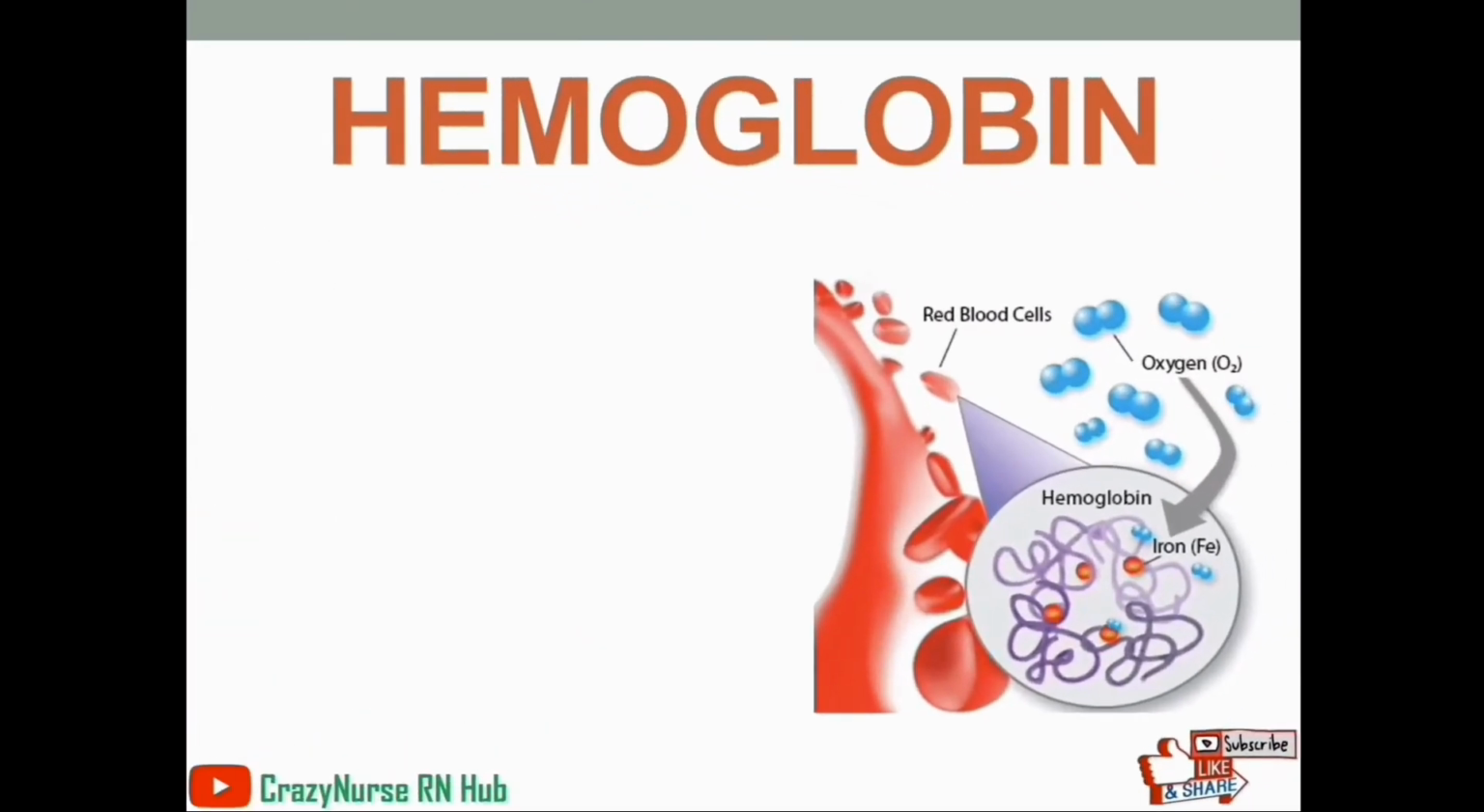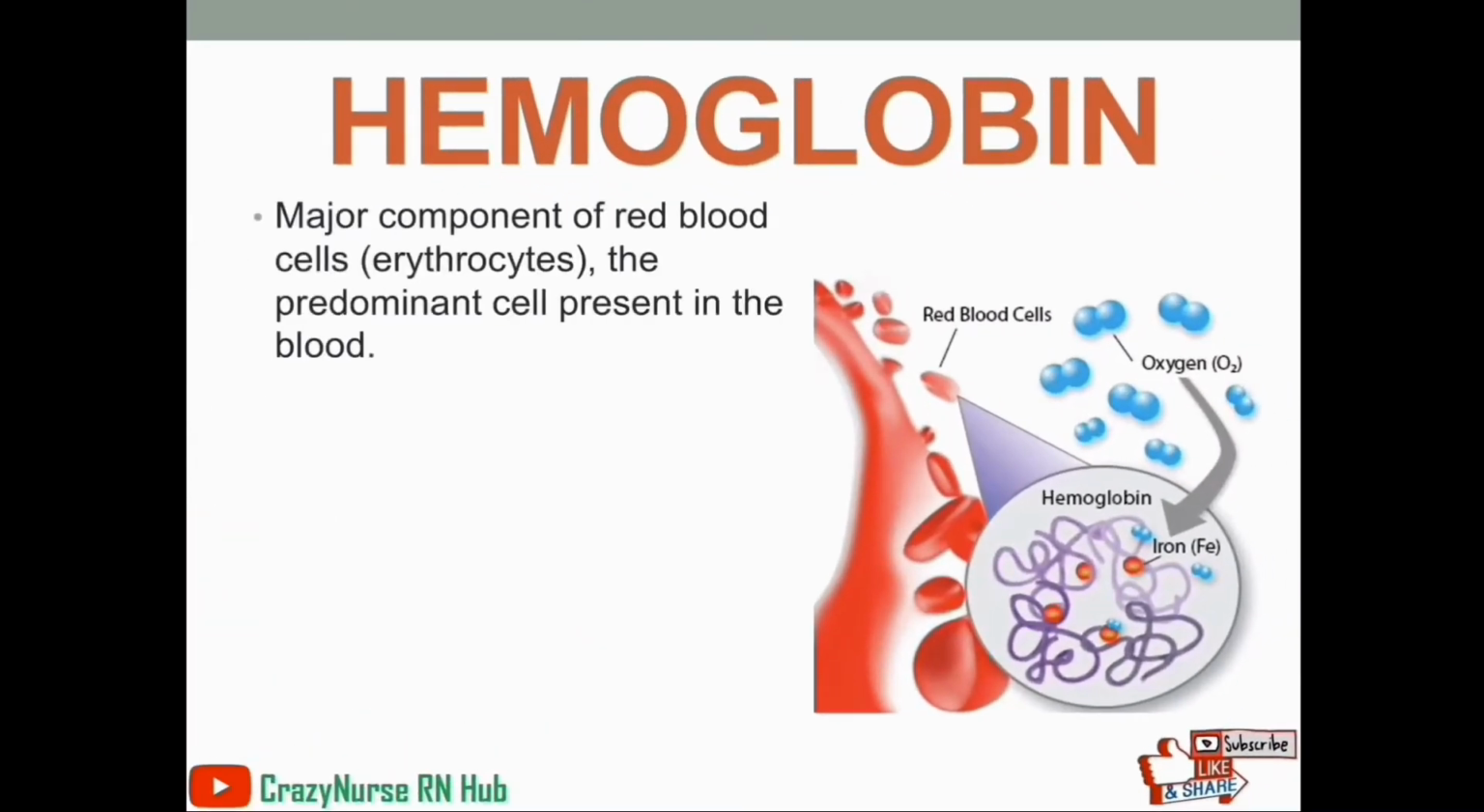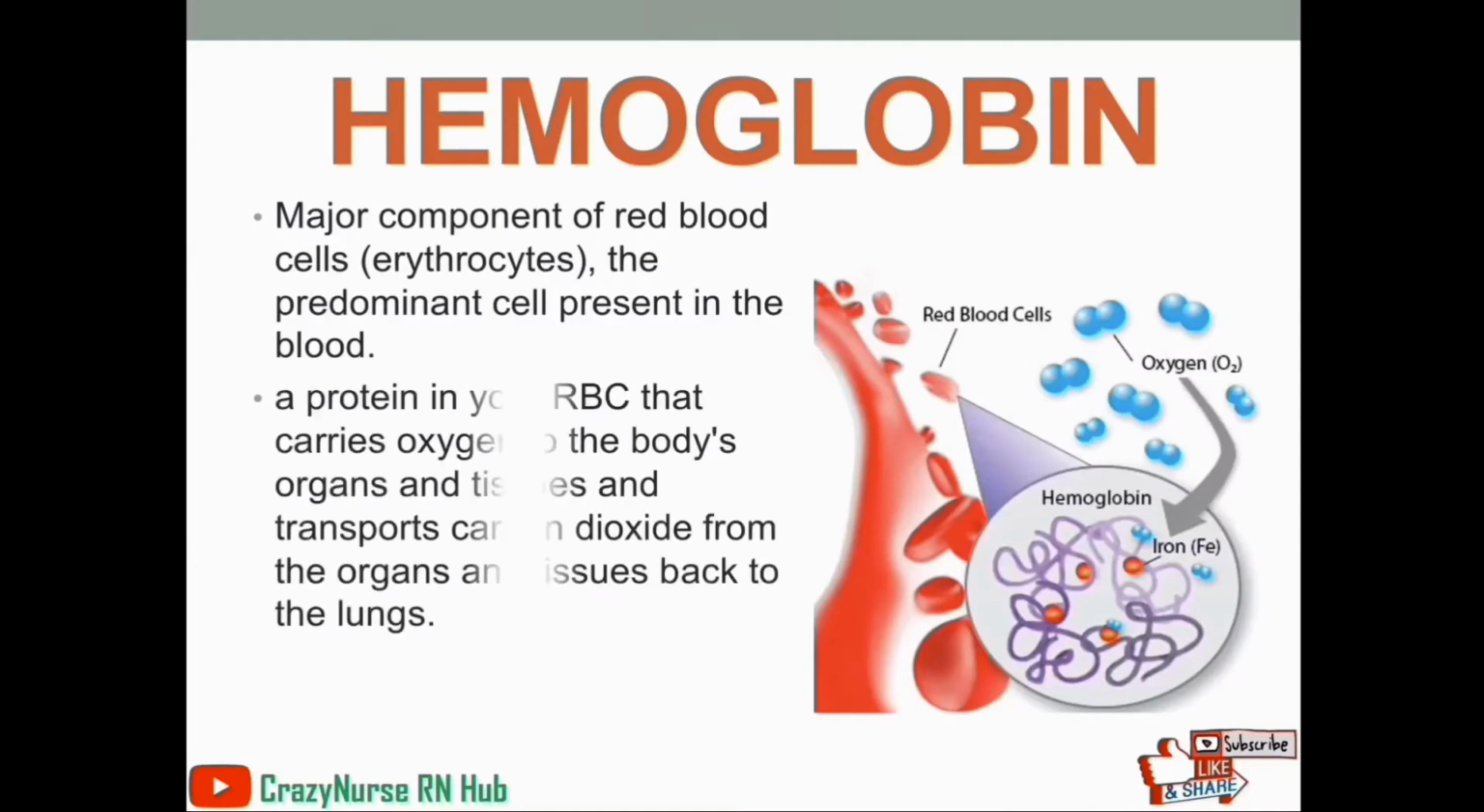Now let's discuss hemoglobin. It is a major component of red blood cells, or your erythrocytes, the predominant cell present in the blood. And it is a protein in your RBC that carries oxygen to the body's organs and tissues and transports carbon dioxide from the organs and tissues back to the lungs.